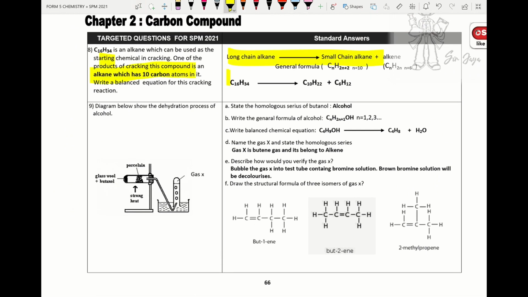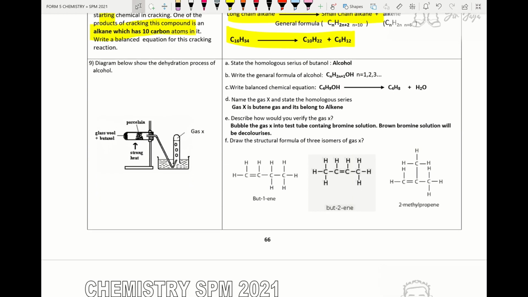The answer is given here. I already discussed it in a previous video, please check all the videos. Now we move on to a very important process, the dehydration process. If we have an alcohol CnH2n+1OH and it undergoes dehydration, we will get an alkene CnH2n with water. Please remember all this.